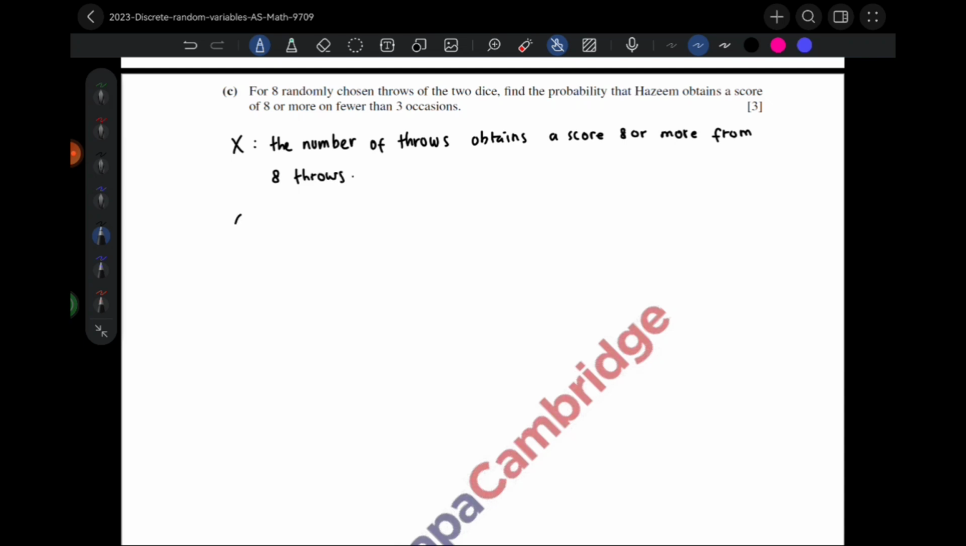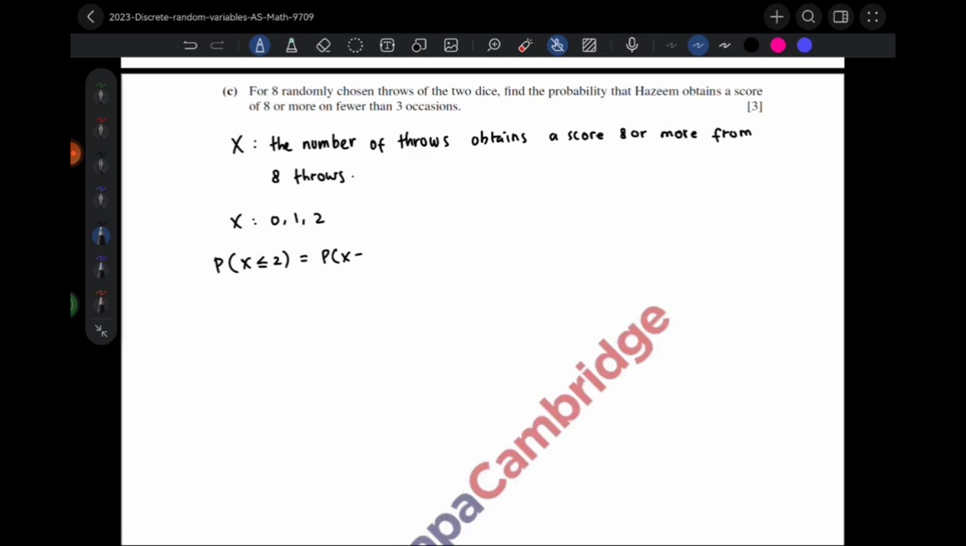Okay, so our objective is to find x fewer than 3, that means it can be 0, 1, 2. Why is 0 possible here? If x equals 0, that means she never gets 8 or more on those 8 throws, for 1, she gets exactly one 8 or more from those 8 throws, and for 2, she gets exactly two 8 or more. So we calculate the probability x is less than or equal to 2.